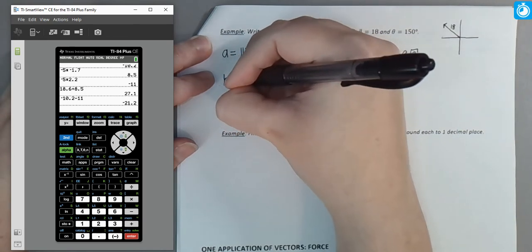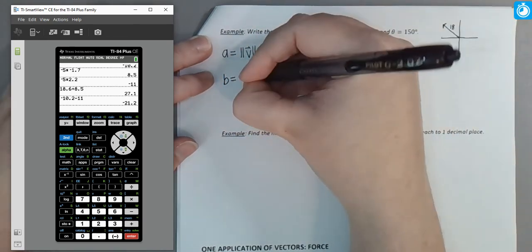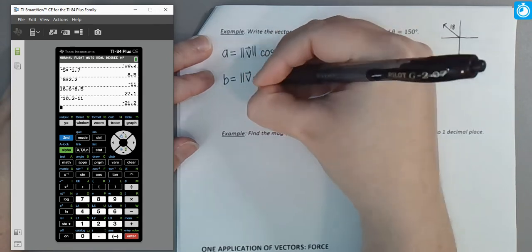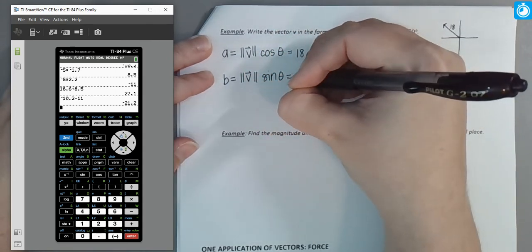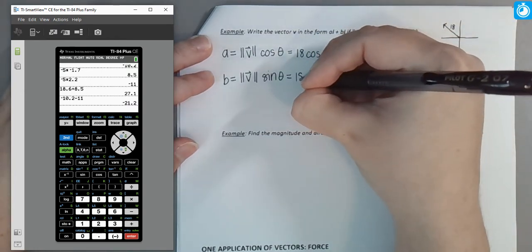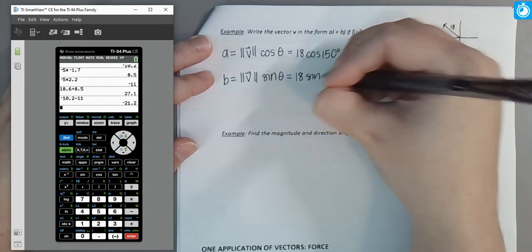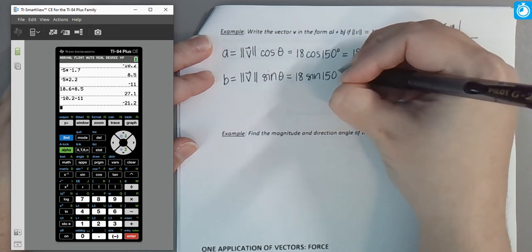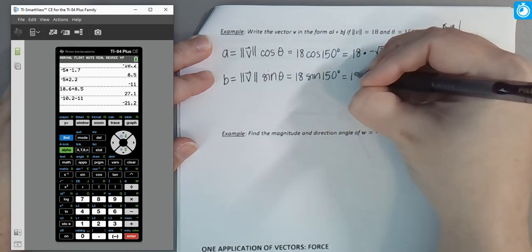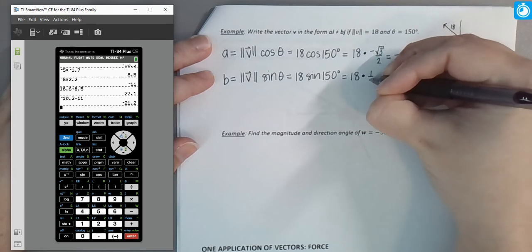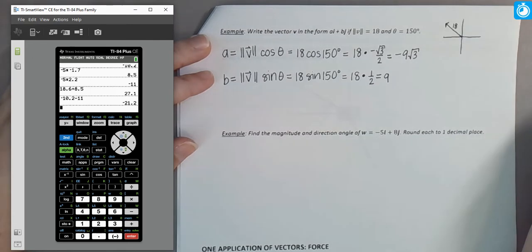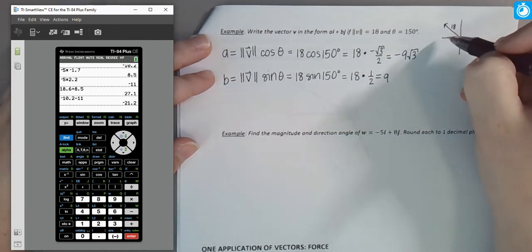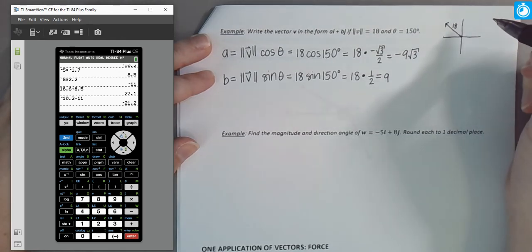Now what about the vertical component? Well, again, we're going to have our magnitude multiplied in this case by the sine of our direction angle. So our magnitude is 18. We're multiplying by the sine of 150 degrees. And so that's going to be 18 times 1/2, which simplifies down to 9. So that's going to be the vertical component of this particular motion in this particular direction.